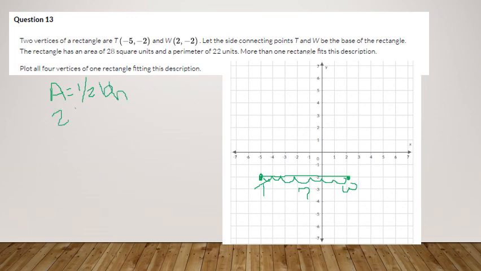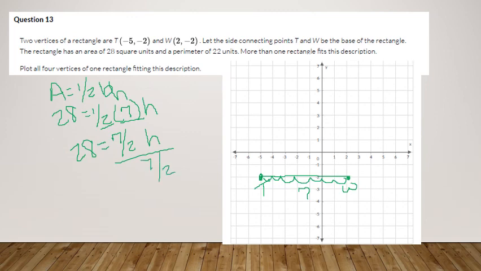So I'm going to plug in what I know. I know the area is 28. And I know my base is 7. So I can do 1/2 times 7 and get 3.5 or 7/2. Okay, if you would rather deal with decimals, that's fine. But we're going to divide both sides by 3.5 or 7/2. And to do this, I'm going to say 28 over 1 times 2/7. And I get 4 times 2 is 8 over 1. So just 8 is my height.